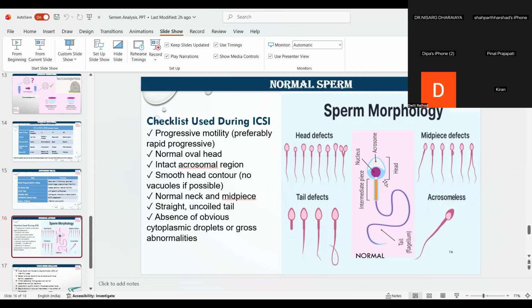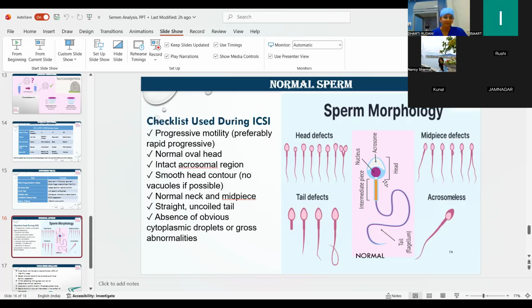One more question I have. Am I audible? Yes, sir. If there is a sample where there are no normal sperm present, with no sperm with normal morphology, and you have to select between three sperm, one having a head defect, one having a midpiece defect, and one having a tail defect, which sperm will you select? So I would like Nancy ma'am to answer this question, as she is already in a senior position. I think she would be the right person to explain it clearly. Nancy ma'am.